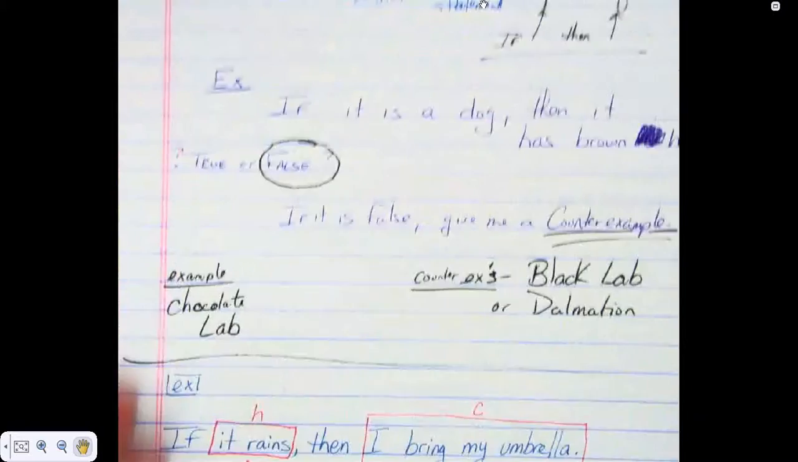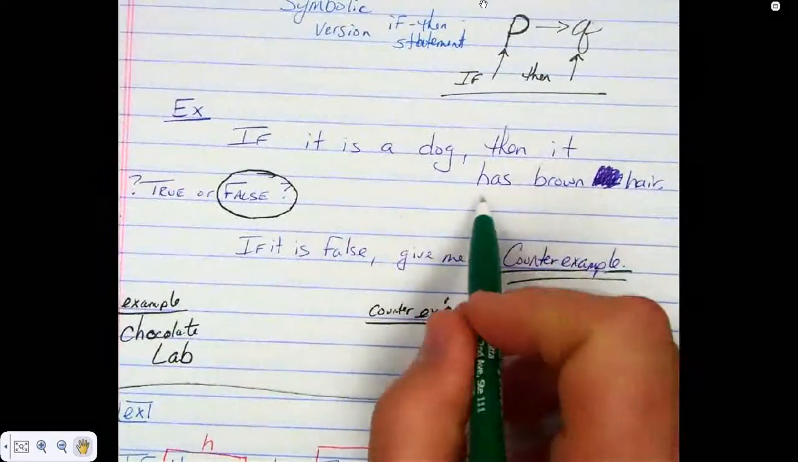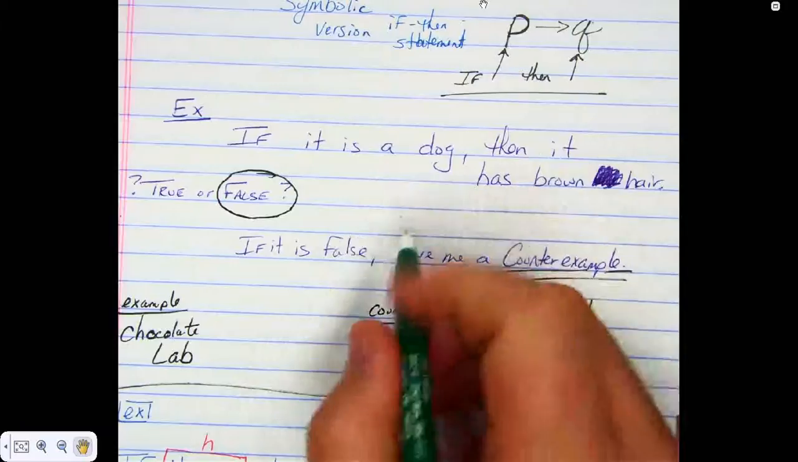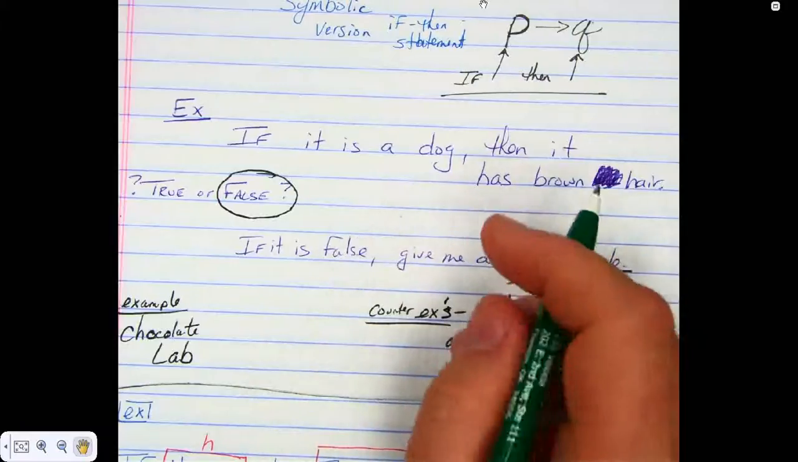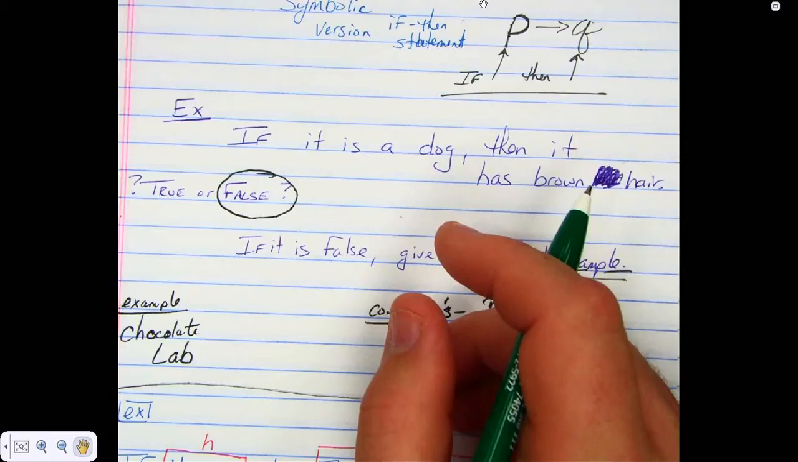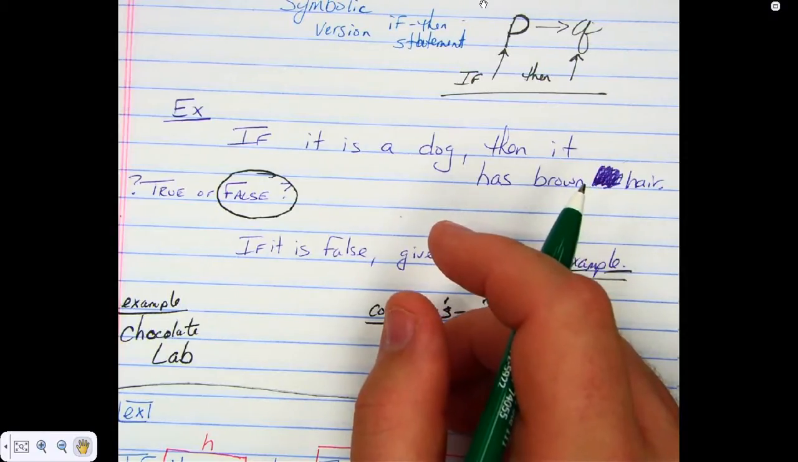Because, as wrong and false as this statement was, what would the converse be? If it has brown hair, then it rains. And that's even funnier than the other one, isn't it? Guess what? If that's true, then what am I? A dog, because I got some brown hair, right?